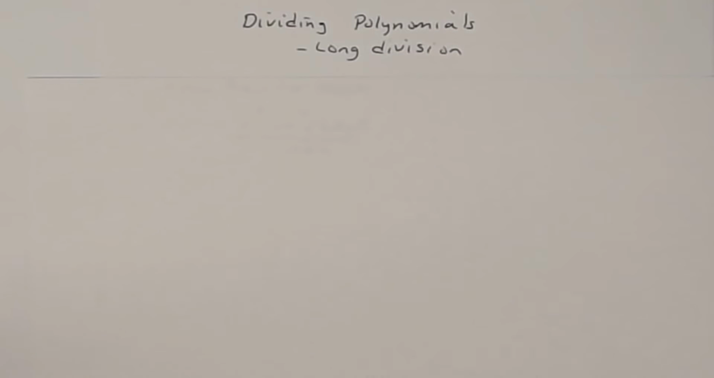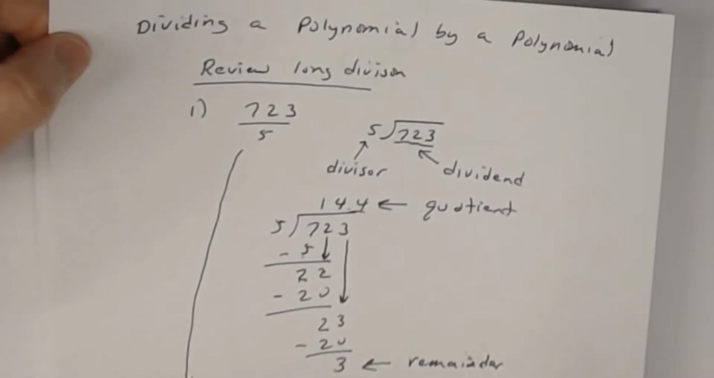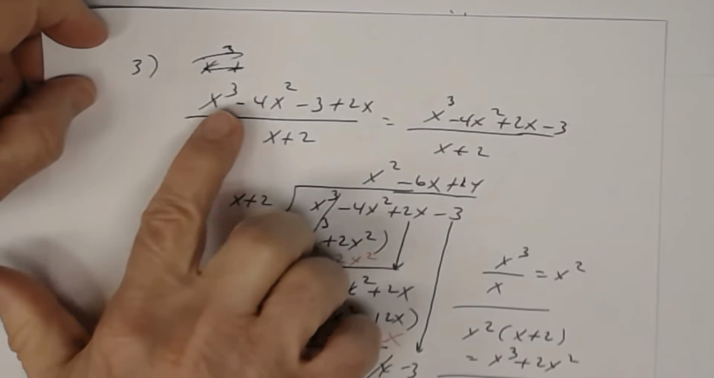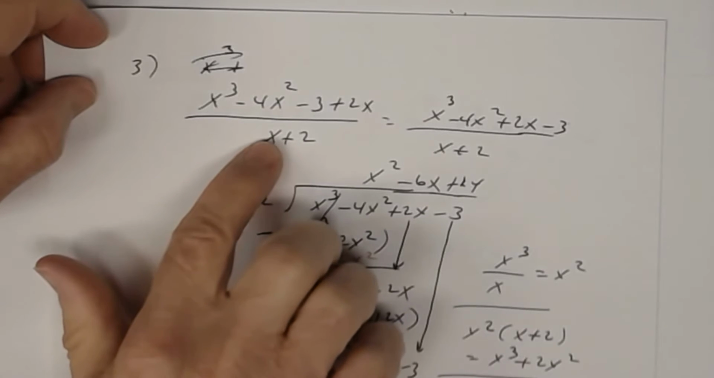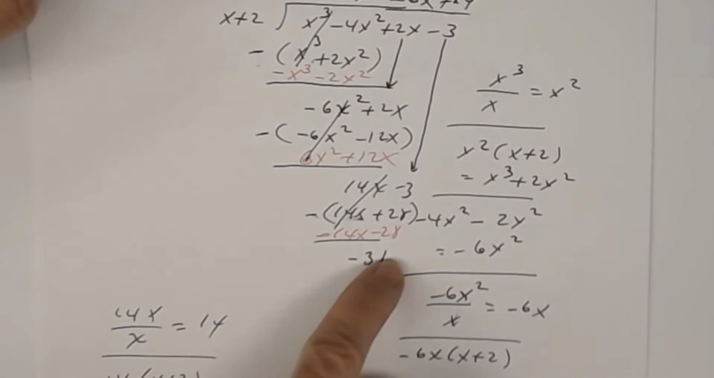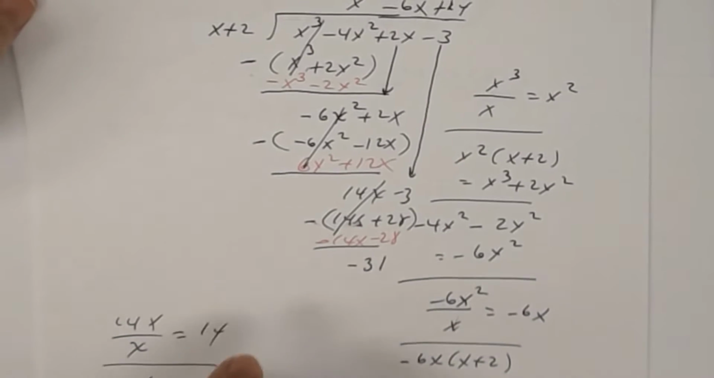This is a continuation of our study on dividing polynomials using long division. In the previous lesson, if you go back to the previous lesson, I want to remind you about this example here. When we divided this polynomial by this polynomial using long division, we had this remainder. And remember, there was a certain way that you had to write your answer.